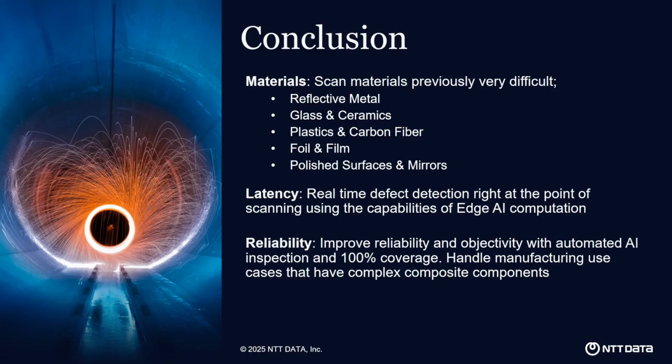And in conclusion, the ability to scan these very, very difficult materials, so reflective metals, glass and ceramics, plastics and carbon fiber, foil and film, polished surfaces, even mirrors. The ability to do this in real time, so very low latency, and to do it right at the edge using edge AI computation. And then the reliability, that ability to objectively, with automated AI inspection and 100% coverage, inspect your parts to isolate those layers of information and use those to make decisions right there on the edge as to whether the parts themselves are acceptable or whether the equipment that's manufacturing them is still within specification.